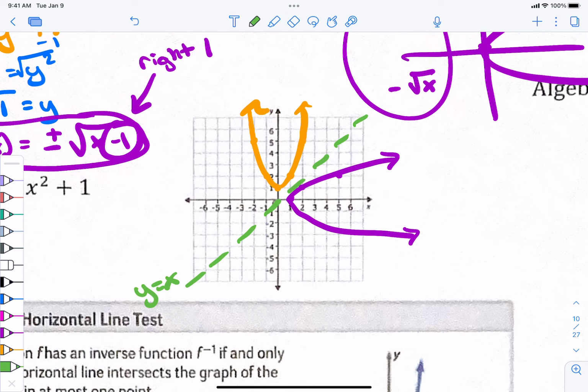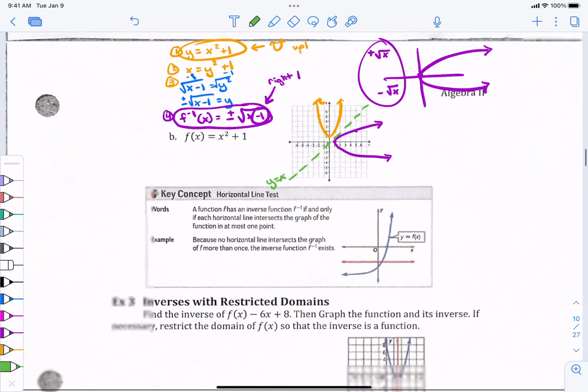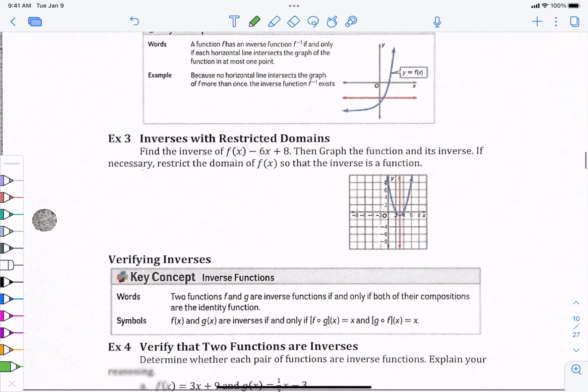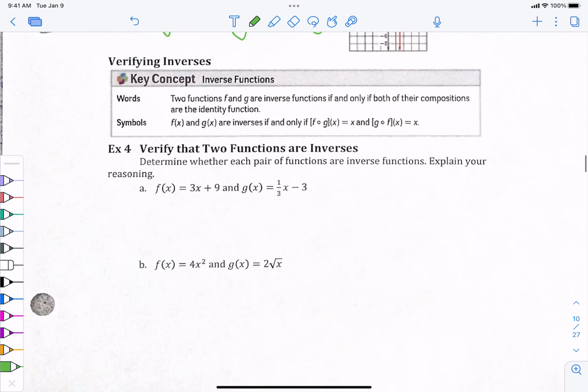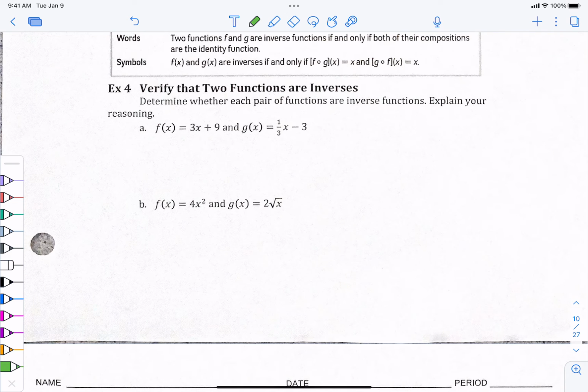Good? Happy with that? Okay, we're going to skip the horizontal line test, and we're going to skip number 3. But we're going to go down to number 4. This is the last question. Okay, and this is the hardest part. So, if you haven't been listening so far, listen now. This is the hardest part. Maybe it's the hardest part, I don't know.